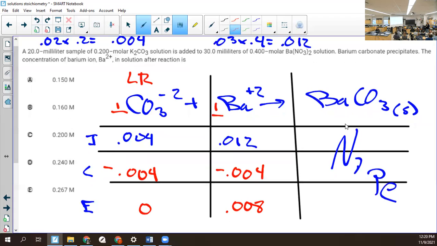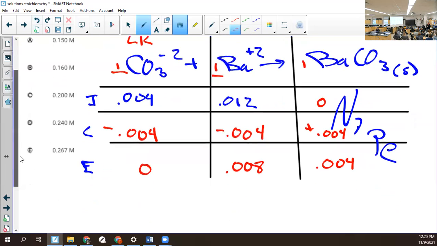If I was over here, I don't have to care, but let's pretend I do. At the start, there'd be 0 precipitate, right? At the end, since it's a 1 again, it would be a positive 0.004, correct? And the end would be 0.004. And to find the mass, I would multiply by the molar mass of barium carbonate, which I'm not forced to care about. So why would I? Okay, so really the question only cares about this. Is this the answer? No, I need to divide that by the total volume, 0.05.